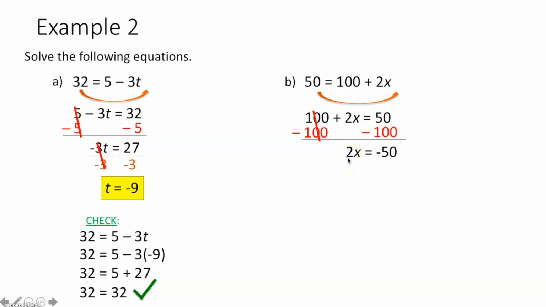We do the opposite, the inverse. We divide both sides by 2. These are going to cancel out, and we're left with x is equal to negative 25. And we need to check our answer. How do we check our answer? We take negative 25, plug it back in for x.